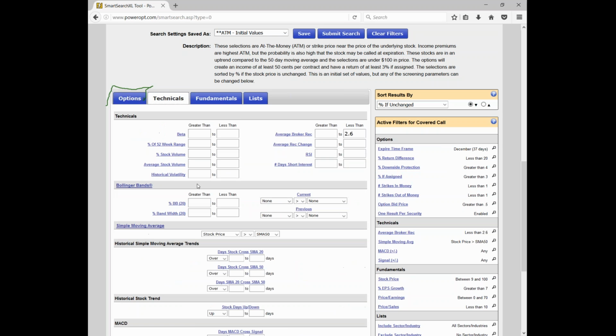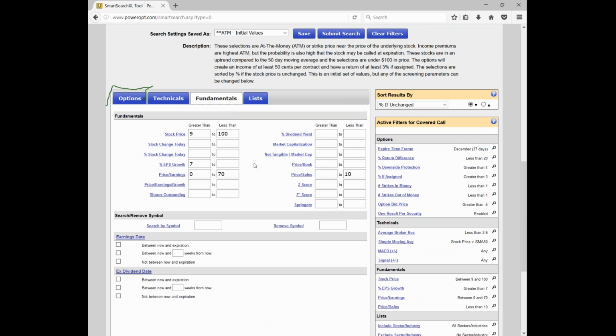The technicals, we'll be able to enter our stock technicals for our screen, whether we want to focus on average stock volume. You see here we have a default setting for this particular search of average broker recommendation, a simple moving average, Bollinger Band ranges, historical trends, and of course MACD as well. And the fundamentals, we'll be able to put in stock price ranges, ranges for earnings per share growth, or PE, price to sales. We can also avoid stocks that have an earnings date between now and expiration, or between now and a few weeks from now, and we can screen specifically for stocks that do or do not have an ex-dividend date coming up between now and our expiration date as well.